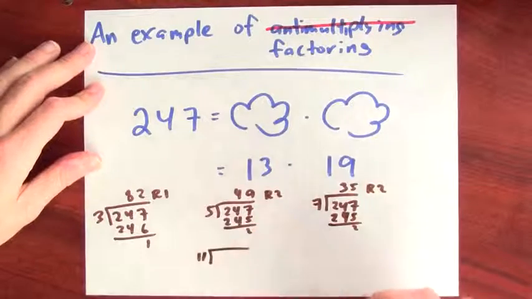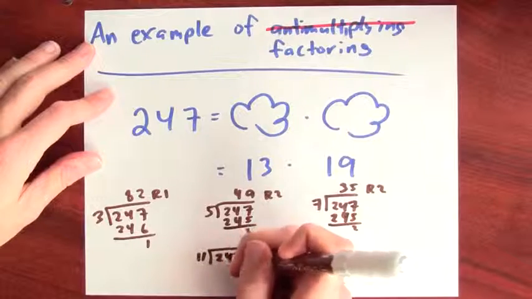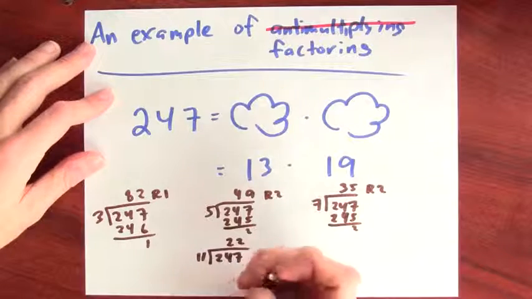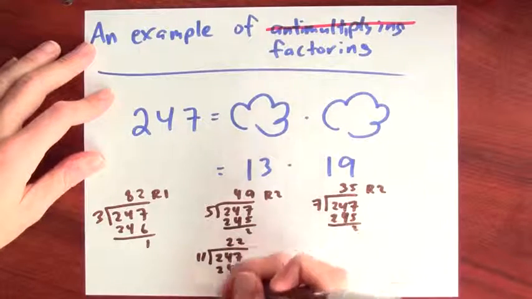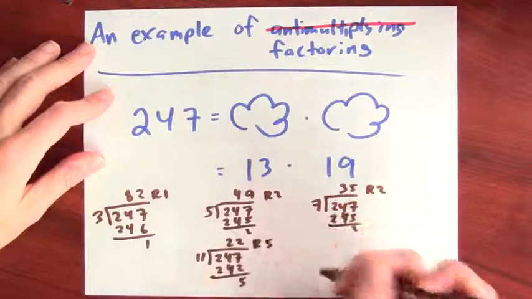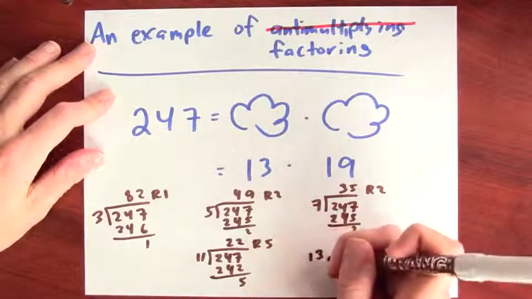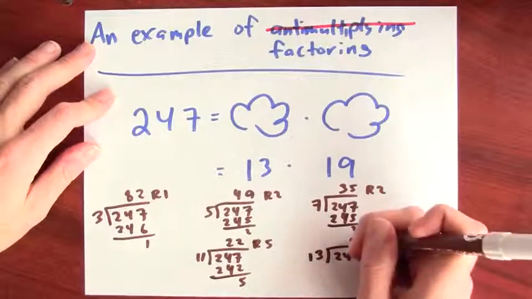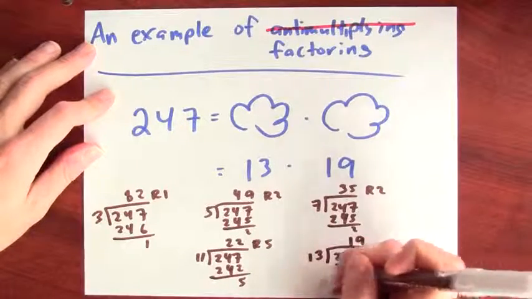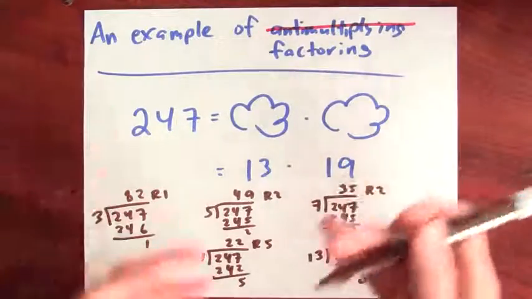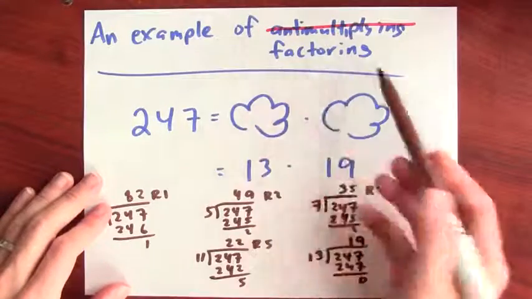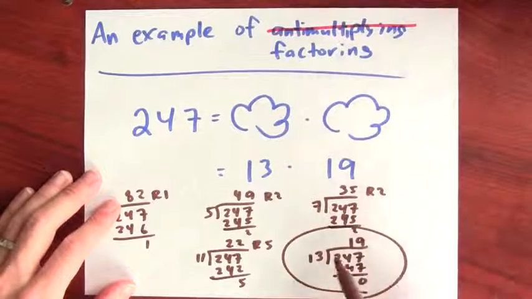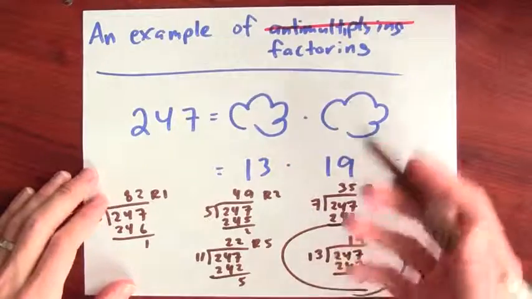Does 11 go into 247? It goes in there 22 times, but 22 times 11 is 242, which again leaves me with a remainder, in this case a remainder of 5. And then finally I get to 13. Does 13 go into 247? Yes, 13 goes into this thing 19 times, right? And that's exactly what I'm looking for. But the easy way here to anti-multiply or to factor is just to try a bunch of stuff, and hopefully you'll land on a product of numbers that multiplies to your given number.